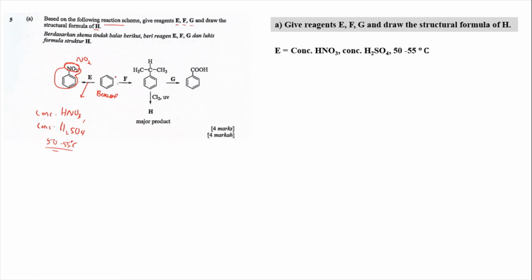Now for F, you start with the benzene. And now you're going to add an alkyl chain here.